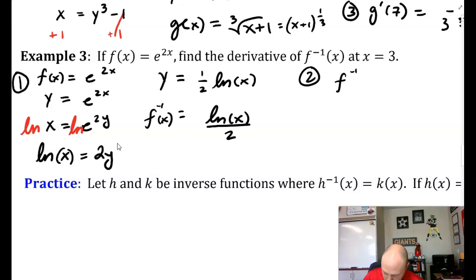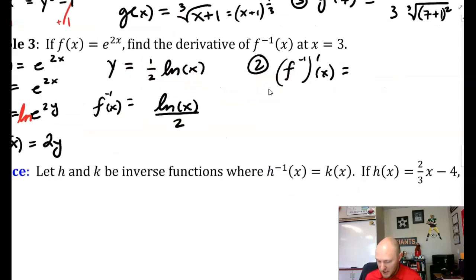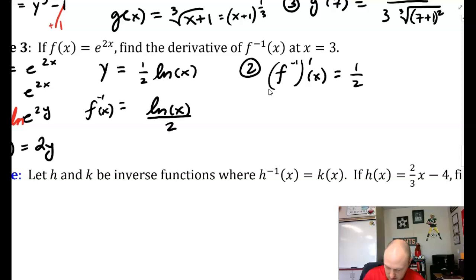F inverse prime of x. And this is where I really like the first representation here, y equals 1/2 natural log of x, because 1/2 is a multiplier, so 1/2 times, and then what's the derivative of natural log of x? 1/x. So here's our derivative, 1/2x. And you'd get the same thing if you did this, right? The natural log of x, the derivative is 1/x. So 1/x all divided by 2, you end up with the same representation.